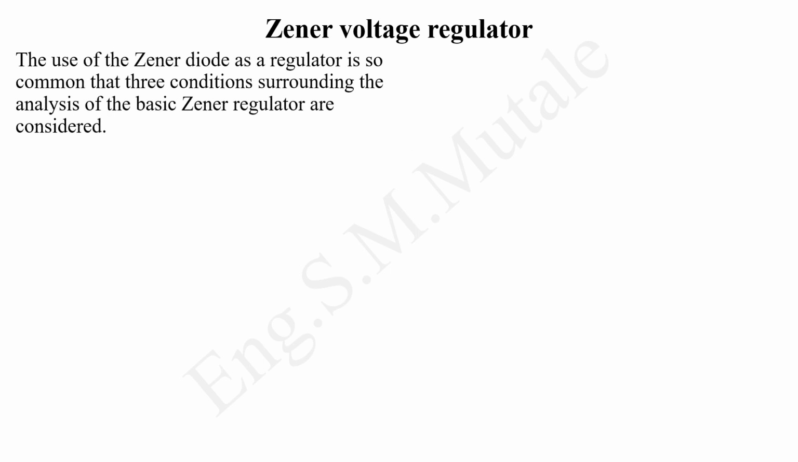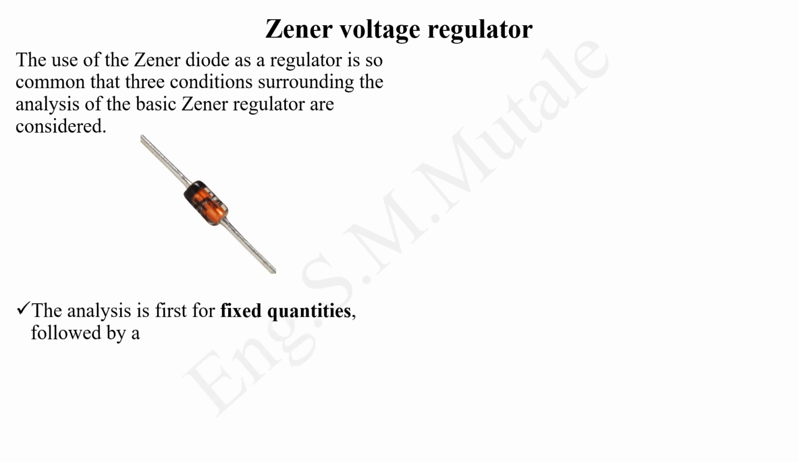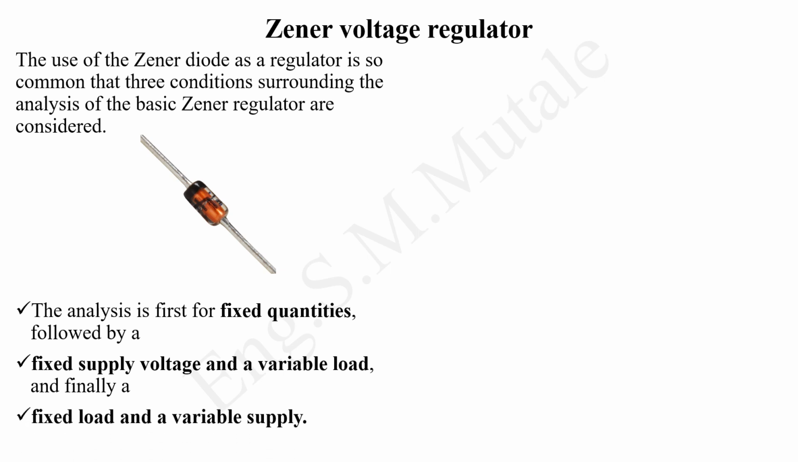The use of Zener diode as a regulator is so common that three conditions surrounding the analysis of a basic Zener regulator are considered. A Zener diode looks something like that. The analysis is first for fixed quantities, followed by fixed supply voltage where the supply voltage is fixed and the load is variable, and finally a fixed load where the supply is variable. So Zener regulators are considered under three conditions. We are going to look at these three. In this lecture, my focus is on the fixed quantities.